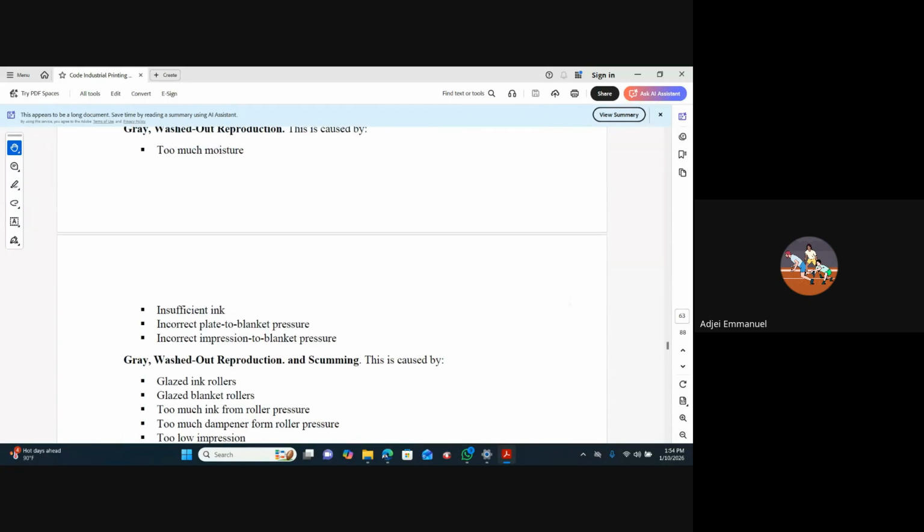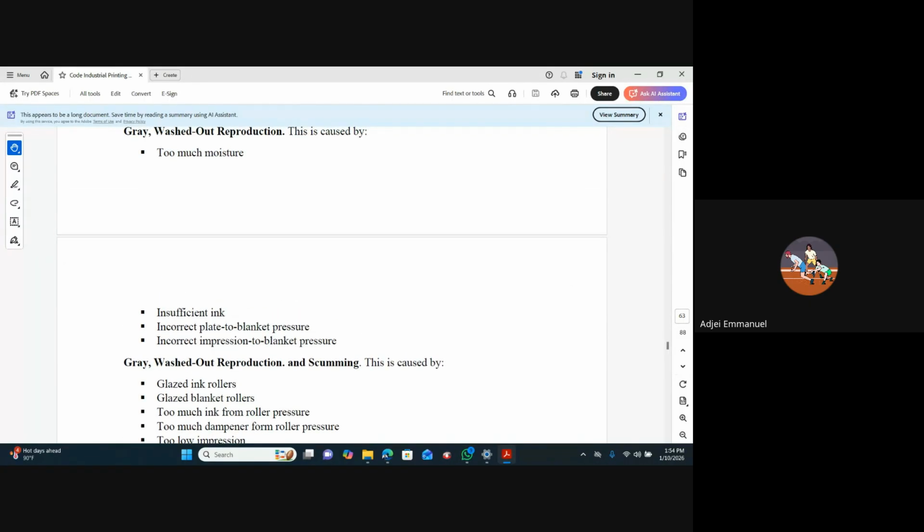Incorrect plate to blanket pressure, incorrect impression to blanket pressure. We also have washout reproduction. The color appears grayish. It's not so clear, and it cannot print any longer.